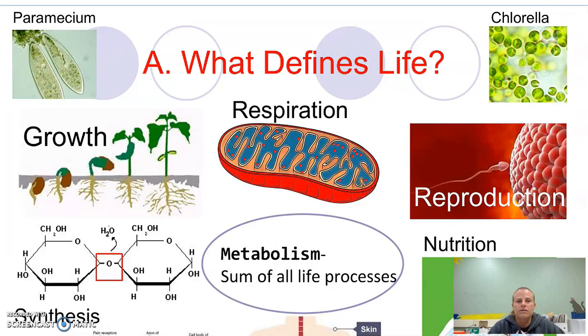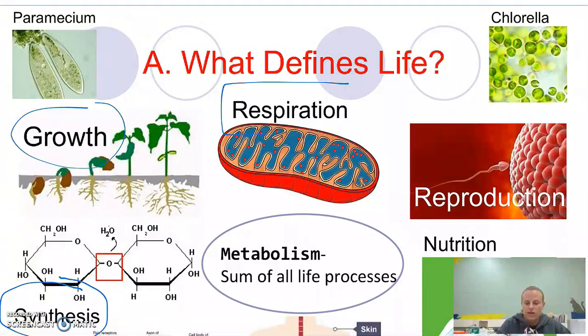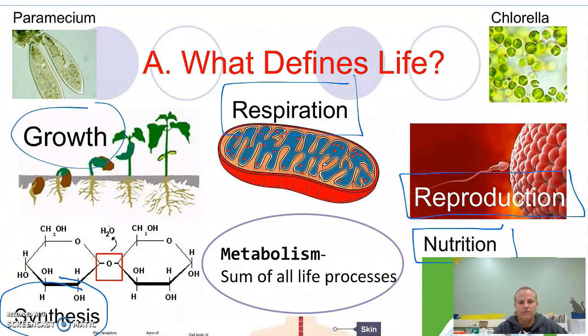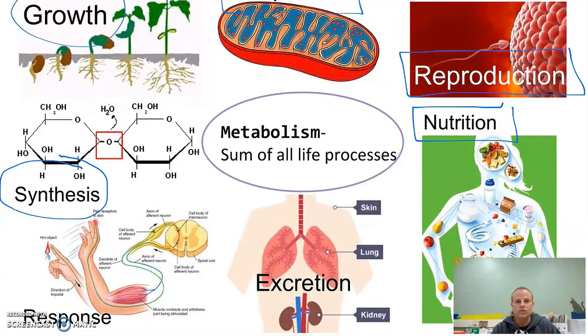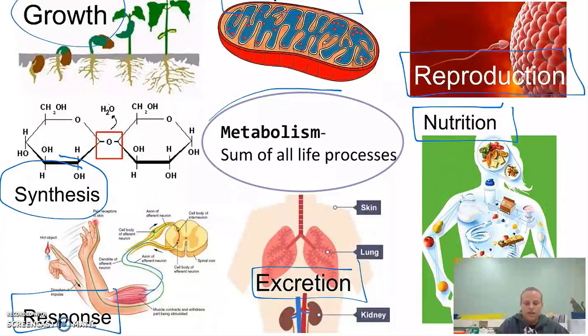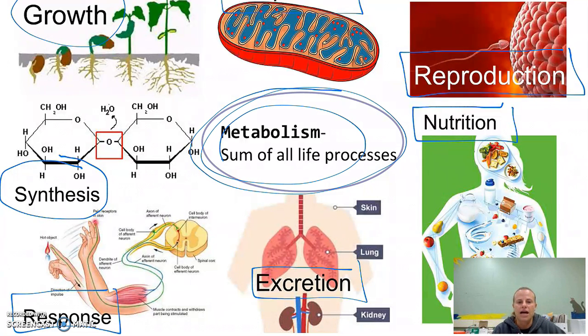Well, scientists categorize something as living if it grows, both in cell number and size, if it can synthesize bigger molecules from smaller molecules, if it does respiration, if it makes ATP, if it is capable of reproducing, if it does nutrition, if it obtains nutrients and vitamins, and finally, does this organism excrete? And does this organism respond to stimuli? All taken together, these processes are known as metabolism.